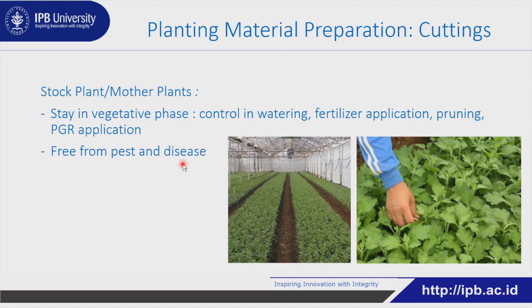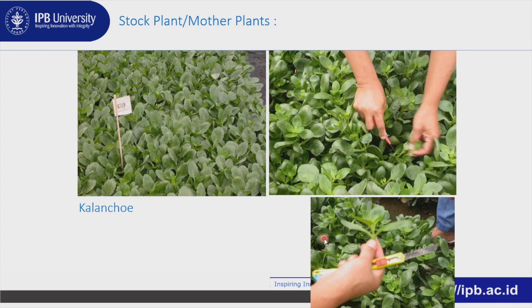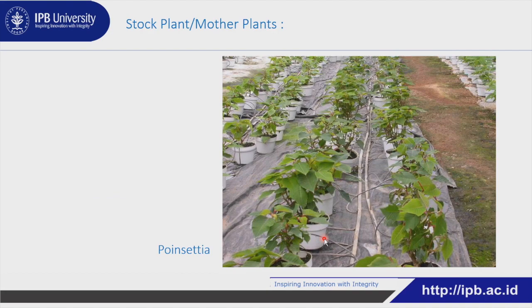Yeah, so this illustrates the stock of mother plants. This is for chrysanthemum. We have a mother plant like this, and we keep it in a very controlled condition, and we put fertilizer in very optimal amounts, yeah, and then we prune it in certain periods, and then also we apply pathogen control in this system, so it should be free from pests and disease, and periodically we harvest to use it in other propagation, yeah, so something like this. And even for poinsettia, they also use mother plant, yeah, and they treat the plant like this.